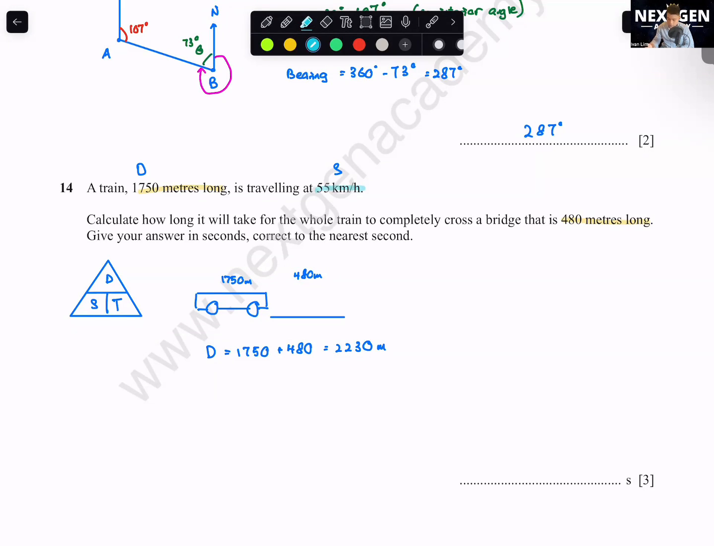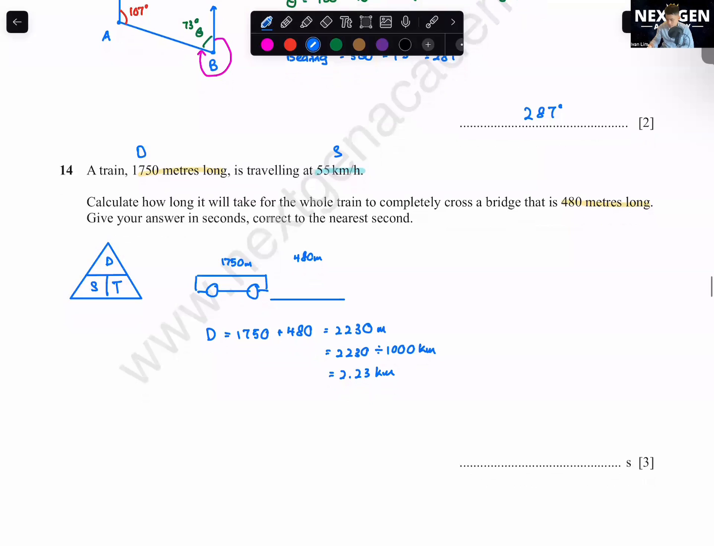Look at the unit here. For me to find the time, this is in meters, but this is in kilometers per hour. So what do I need to do to this part here? You change this to kilometers first. You either change this to kilometers, or you change the 55 kilometers per hour to meters. For me, since I'm already doing this, let's just change this to km. 2230 divided by 1000 is 2.23 km. The speed that was given to us is 55 kilometers per hour.